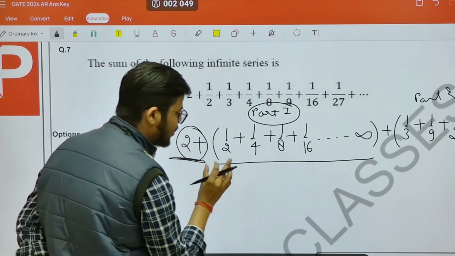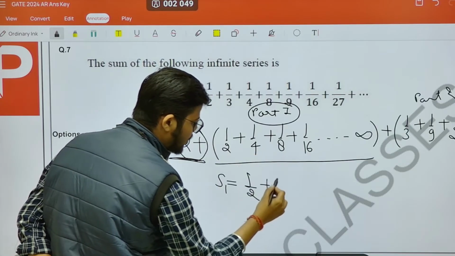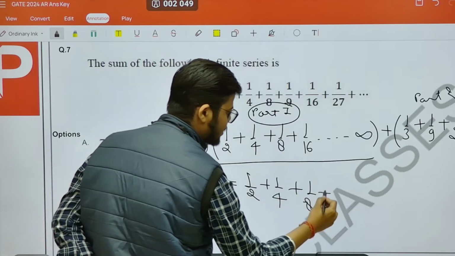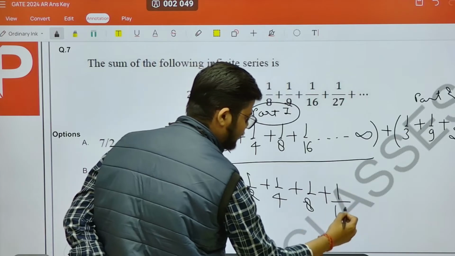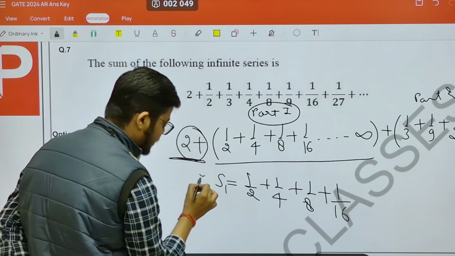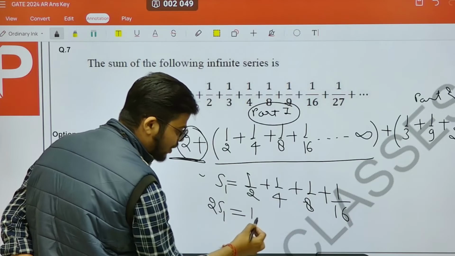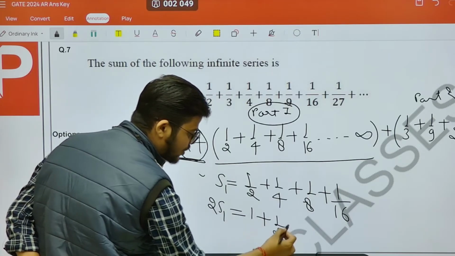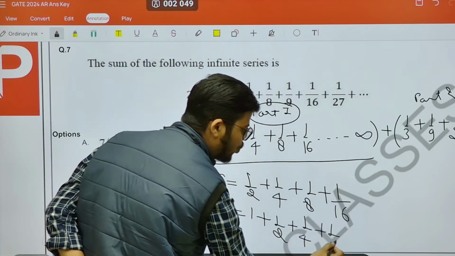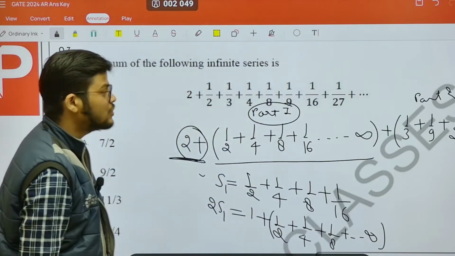For this question, we denote it by S1. S1 is equal to 1 upon 2 plus 1 upon 4 plus 1 upon 8 plus 1 upon 16. Now what we are going to do here is multiply both sides by 2. That means 2S1 will be equal to what? 2 multiplied by 1 upon 2 will give 1, plus 1 by 2 plus 1 by 4 plus 1 by 8, and the series will go on plus dot dot till infinity. This is the standard method of solving these questions.